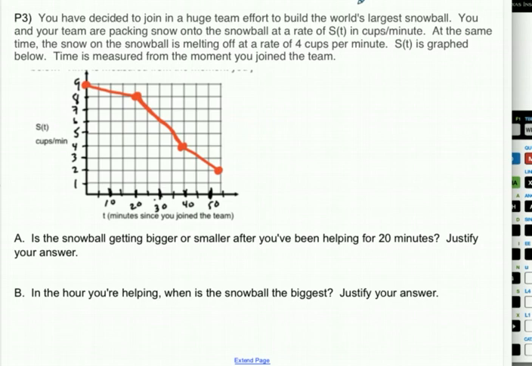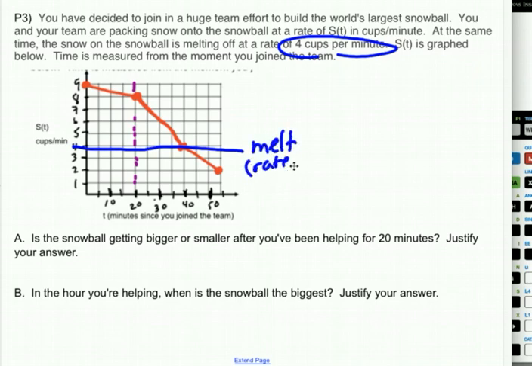All right, so is the snowball getting bigger or smaller after you've been doing this for 20 minutes? So here's 20 minutes. Now remember, 4 cups per minute is how fast this thing is melting, so this is the melt rate. This is rate out. It's melting at a rate of 4 cups per minute. So at 20 minutes in, you are packing snow on at a rate of 8 cups per minute, and only 4 cups per minute are melting.